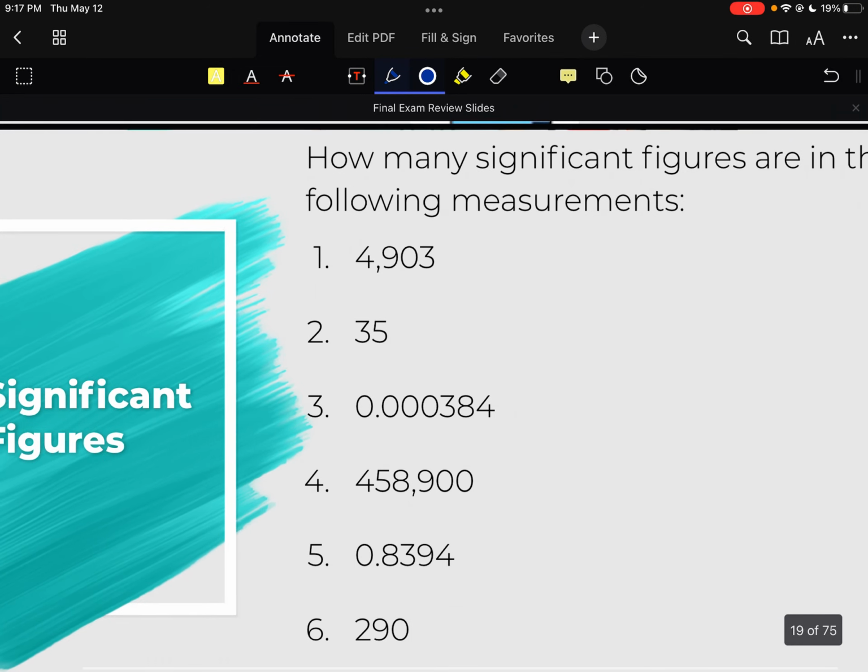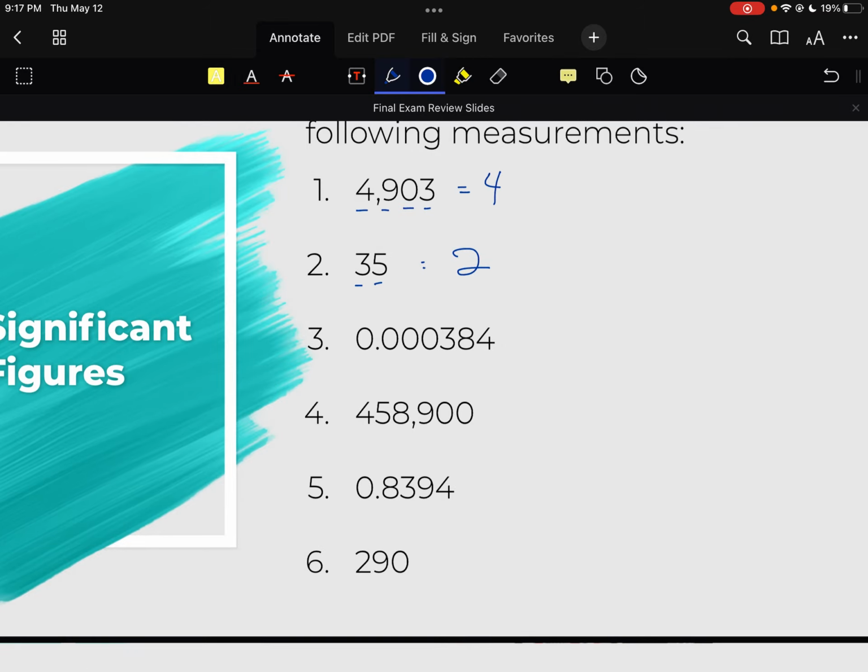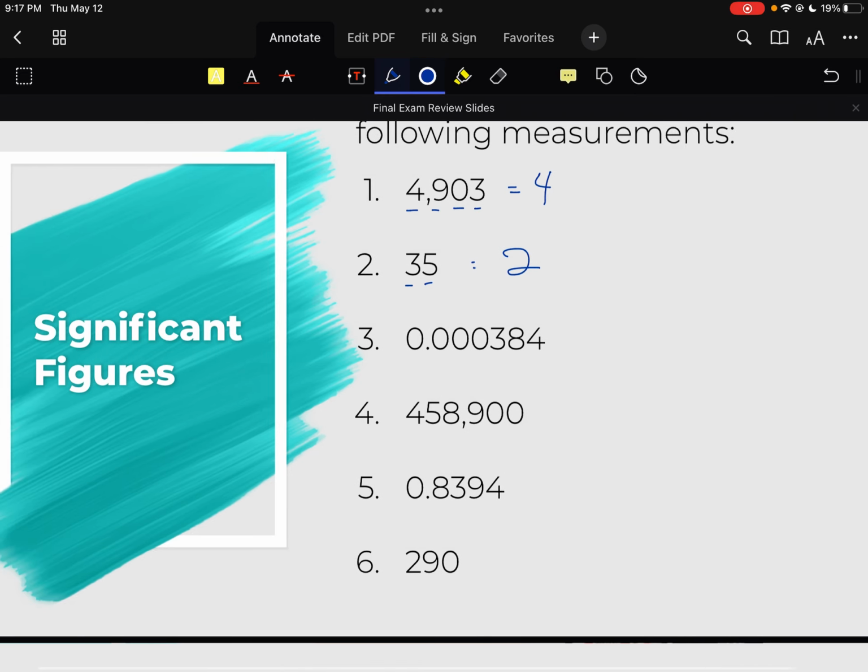When we do significant figures, any number 1 through 9 is significant, and if I have zeros stuck in the middle, then I count them. So here, I just count 1, 2, 3, 4. 4 significant figures. Here, 1, 2. 2 significant figures. When I start getting into the numbers with zeros, I have to remember my Pacific and Atlantic.